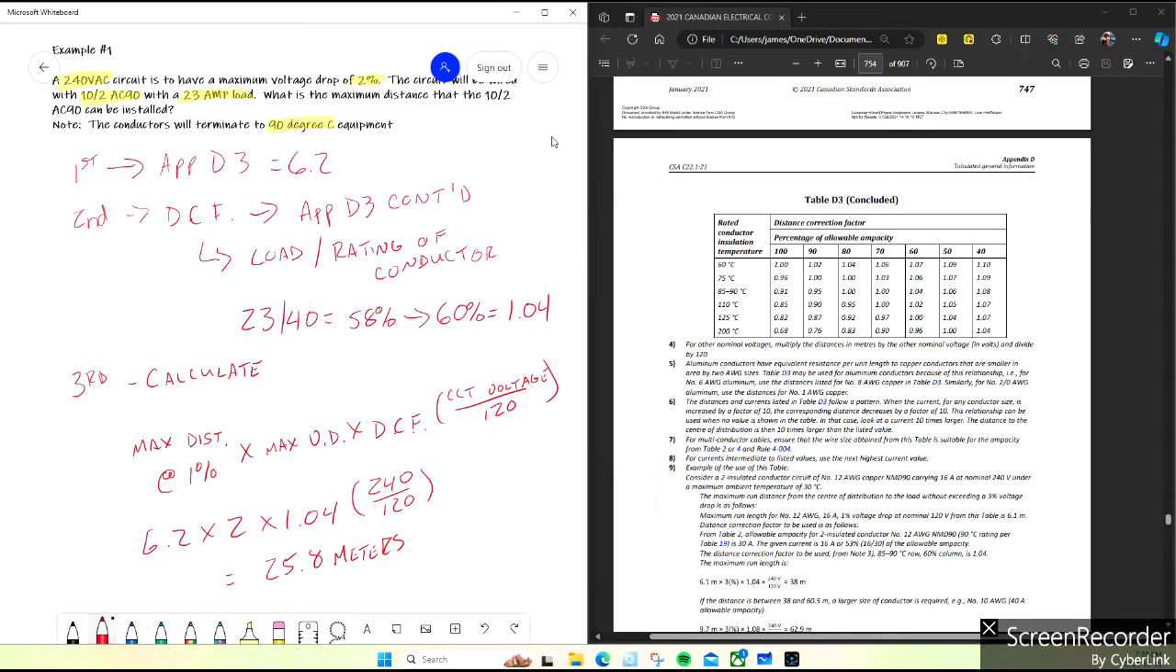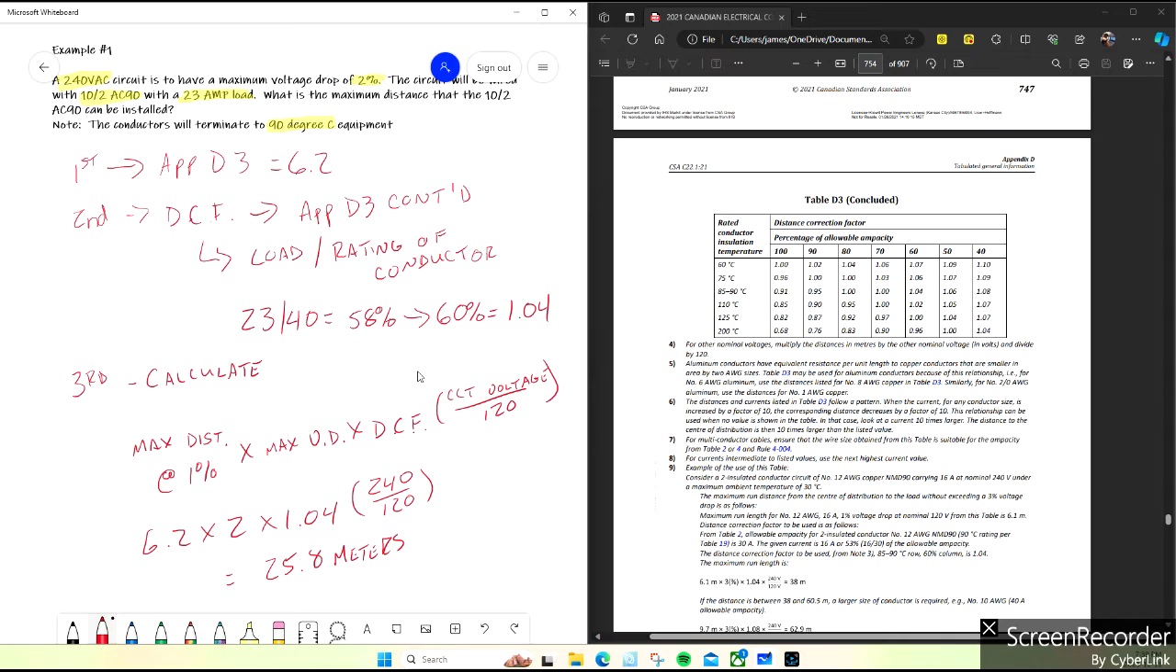If our circuit was 120 volt, then where it has 240, we'd just be 120 over 120. It's basically in half, right? So half the voltage, and basically you'd only be able to go 12.8 meters. Okay, but that's all there is to this.